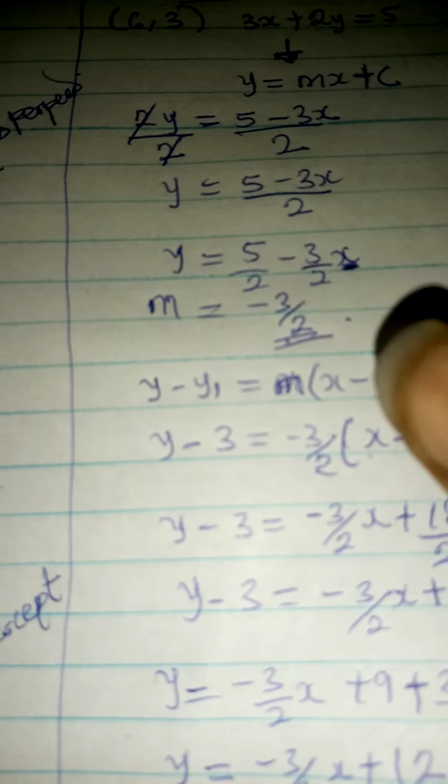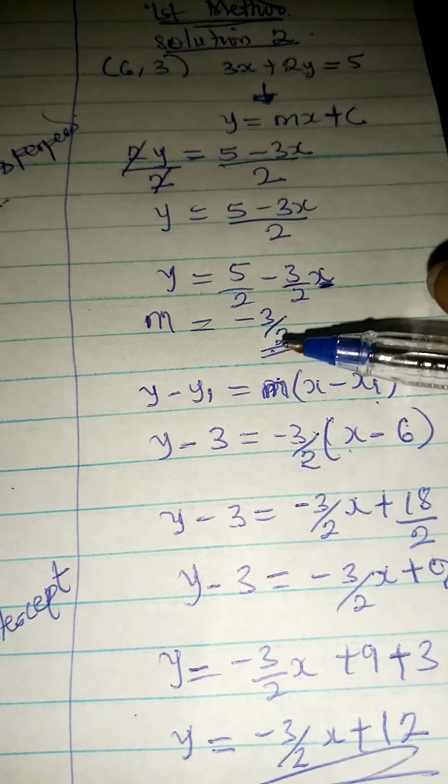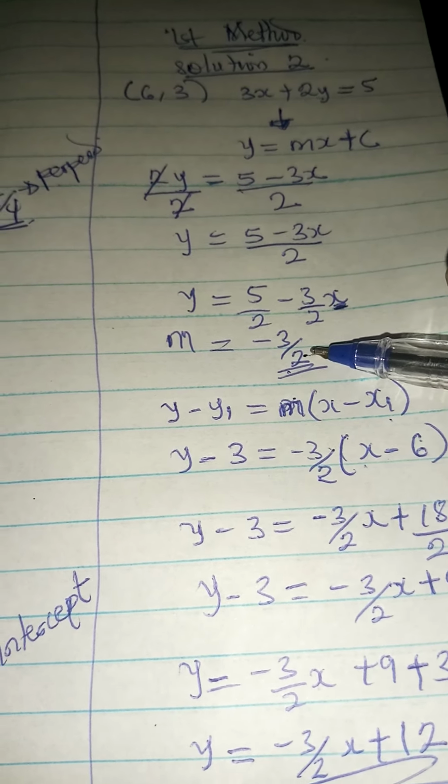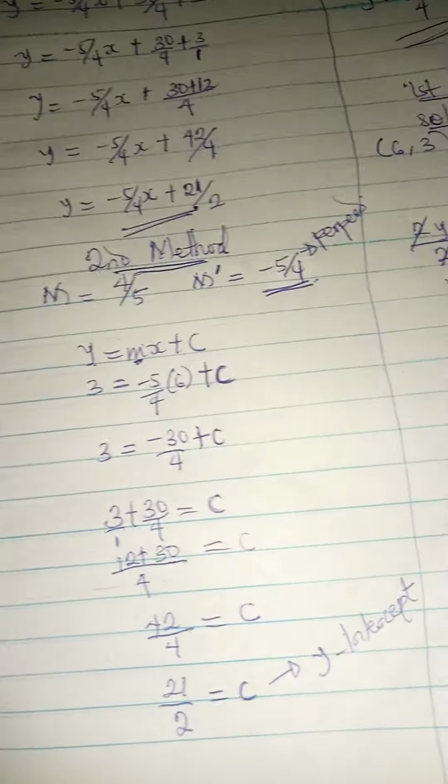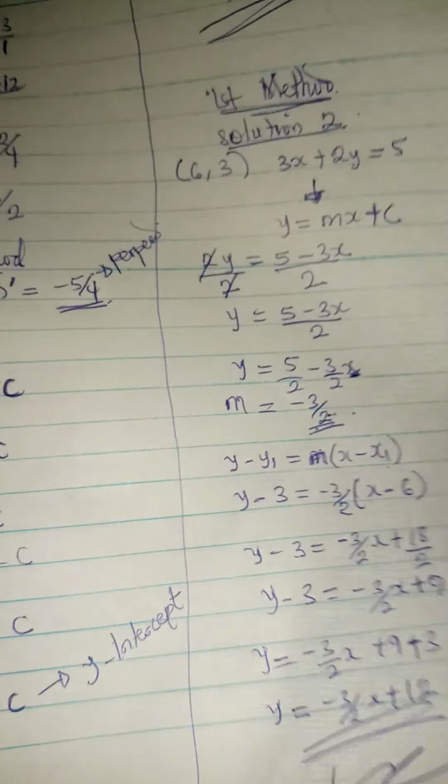So for this, alternatively, which is the second method, what is our slope from that part? Let's say our slope here is minus 3 over 2. You can see it here, minus 3 over 2. That is the slope. And then we also need the point given, that is the coordinates, 6, 3.